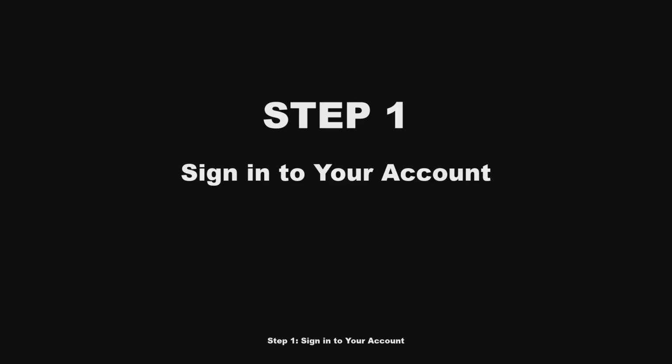Updating your primary email on Amazon Prime is a straightforward process. Follow these steps to ensure your account information is current. Step 1. Sign into your account. Go to the Amazon website and click on the Sign In button. Enter your current email address and password to access your account.